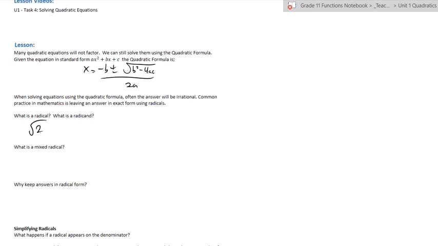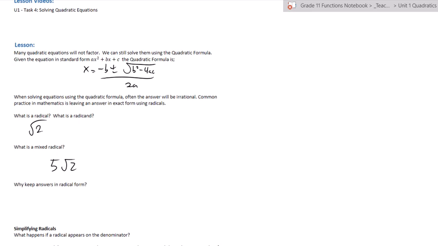A radicand is what's inside your radical. It's what's inside the root. Sometimes you might hear me refer to it as the innards of the root, but it is in fact called the radicand. What is a mixed radical? A mixed radical is when you have a radical that you can't simplify, so for instance root 2, and it has a coefficient. So 5 root 2 is a mixed radical. It's 5 times root 2.